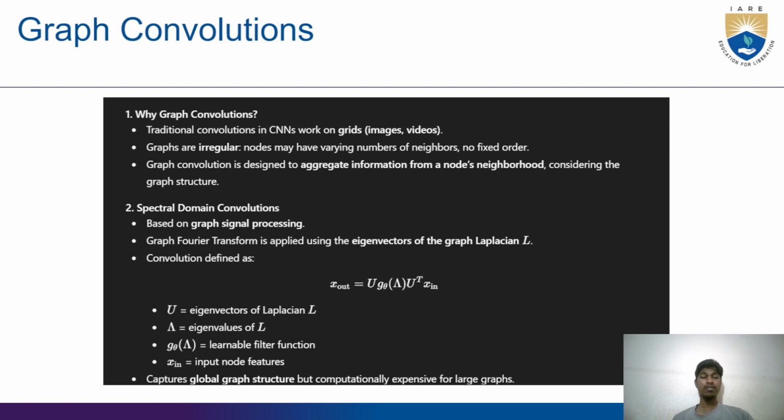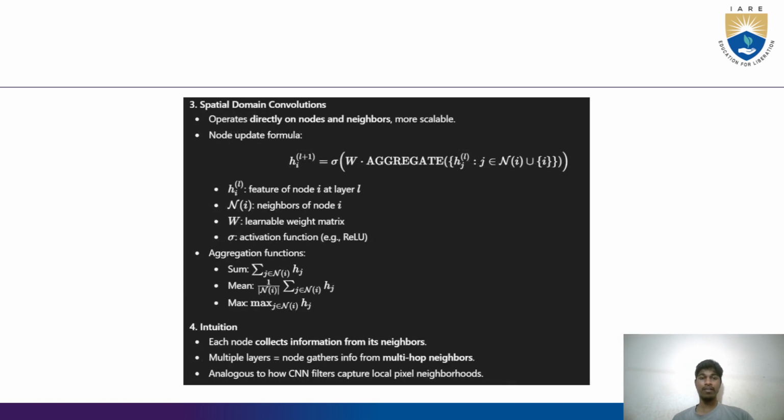Spectral domain convolution. Based on graph signal processing, the graph Fourier transform is applied using eigenvectors of the graph Laplacian L. Here we can see the formula for the graph Fourier transform, which we can apply to spectral domain convolutions and so on. Spatial domain convolution operates directly on nodes and neighborhoods, and is more scalable. Here we can see the node formula that is applicable to spatial domain convolution.